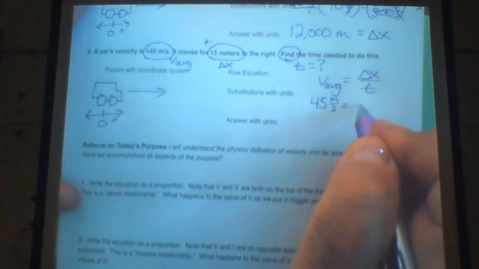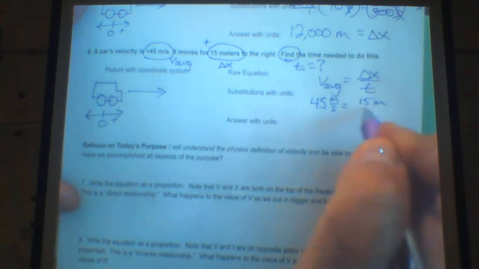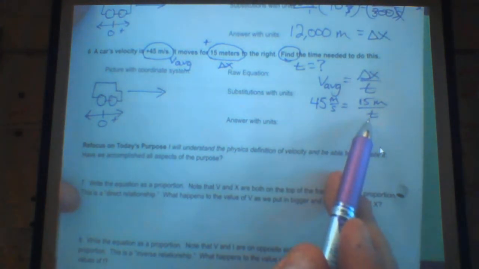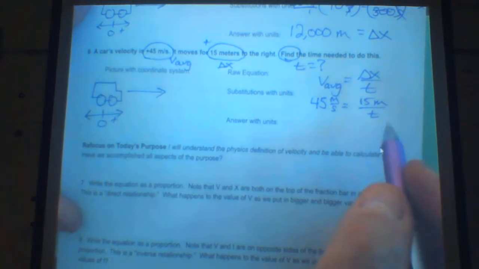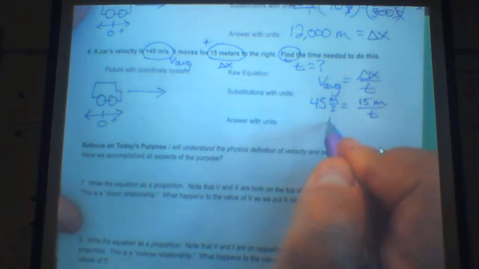Step number 6, find the raw equation. We're going to use our new one from today. Write that down, and then we're going to substitute things in. We have 45 meters per second is equal to 15 meters divided by the unknown. Okay, we have a plain old number equals a fraction with the denominator having the variable. So what we're going to do is switch the diagonals.